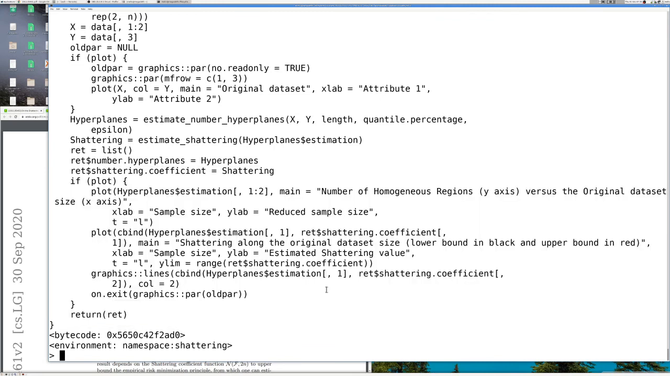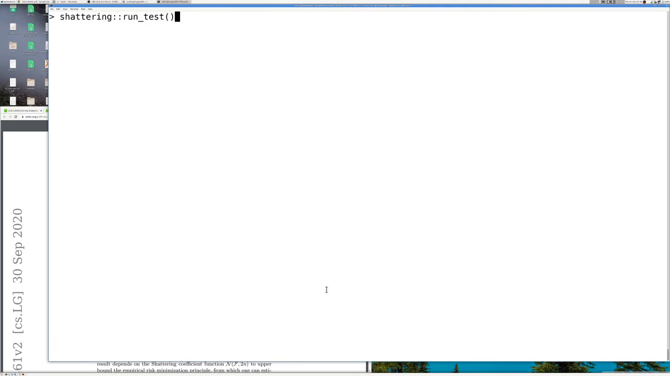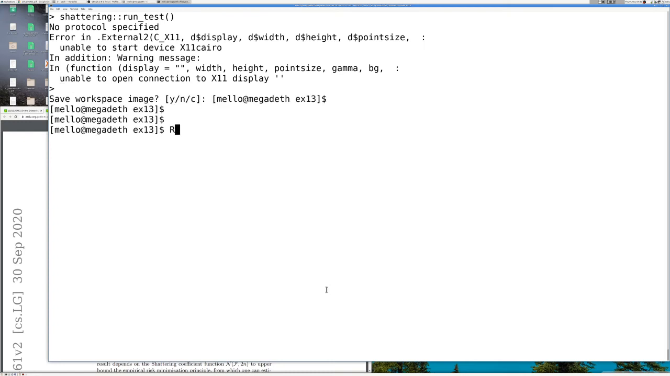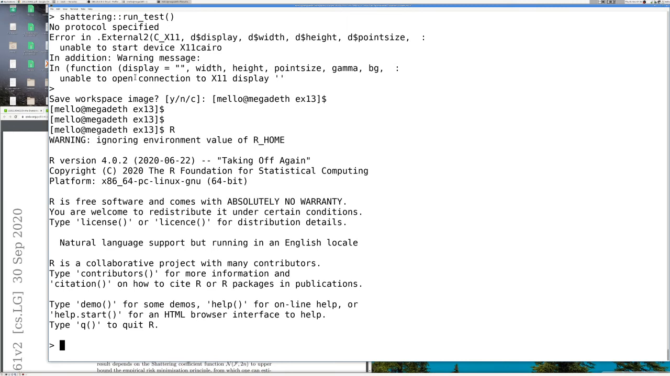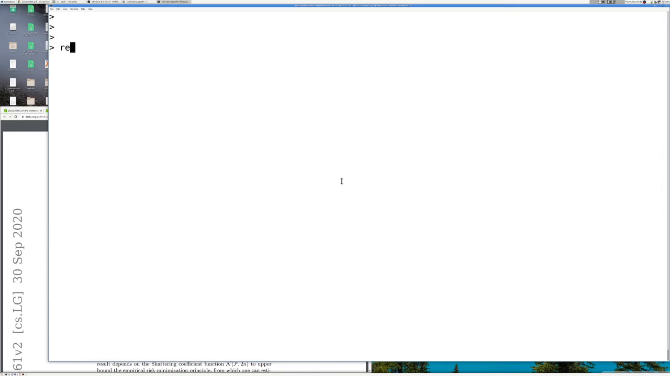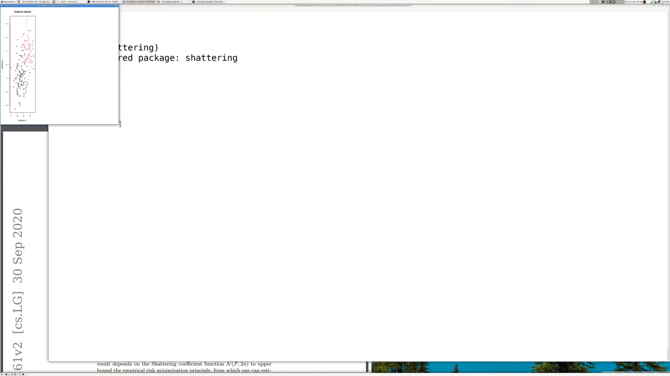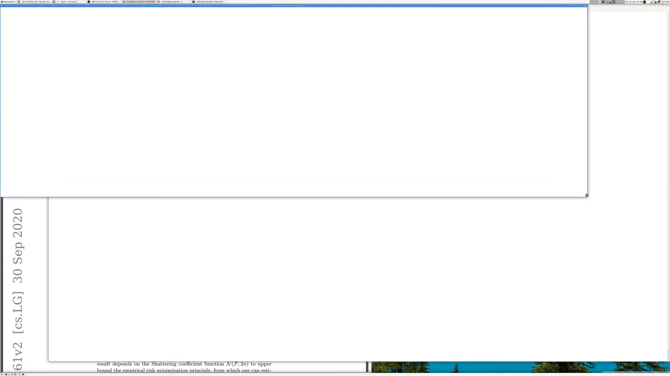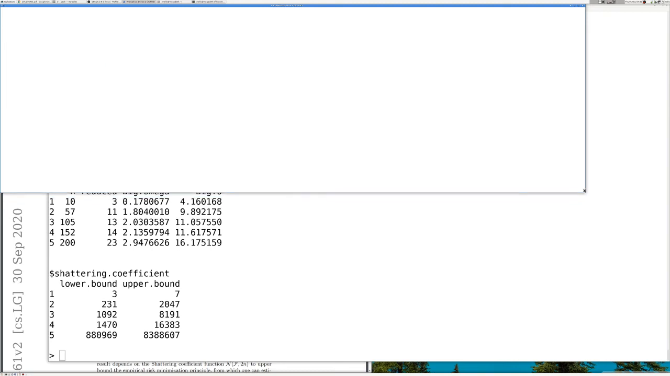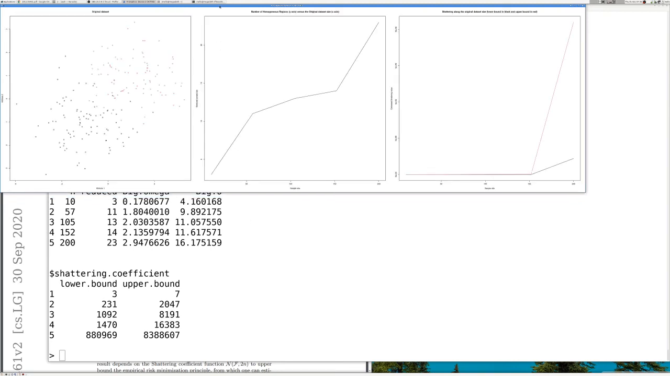If I run test like this, of course, I need to be a normal user, not a super user. Otherwise, it's not going to plot because of my X11, actually my Xorg. So I will require shattering over here and run test like this. And you're going to see some nice plots. Let me open, and you guys are going to see the plots like this. Yeah. Take a look here.